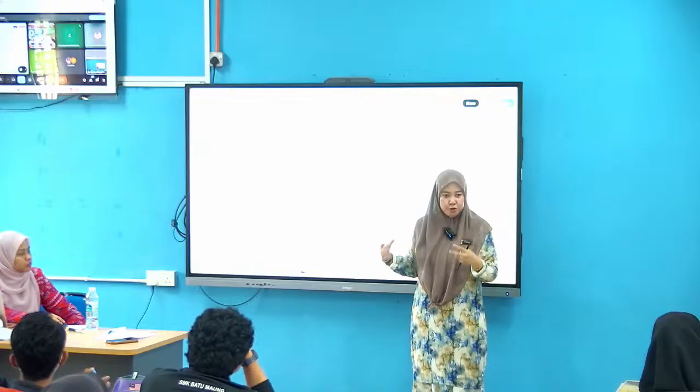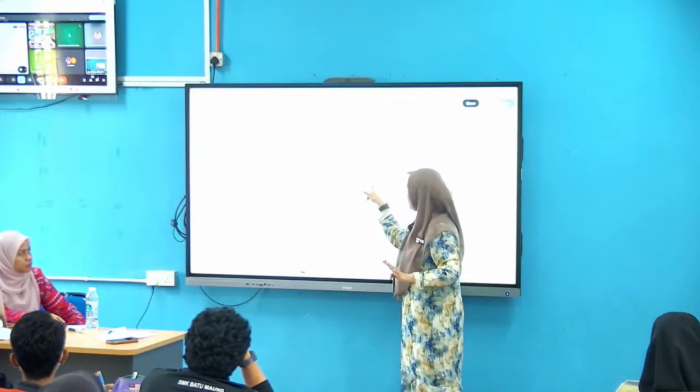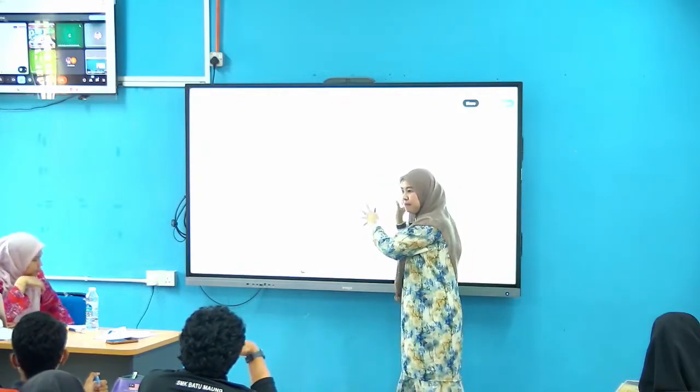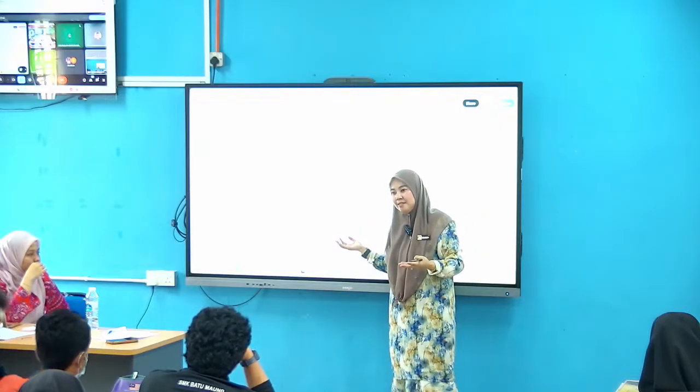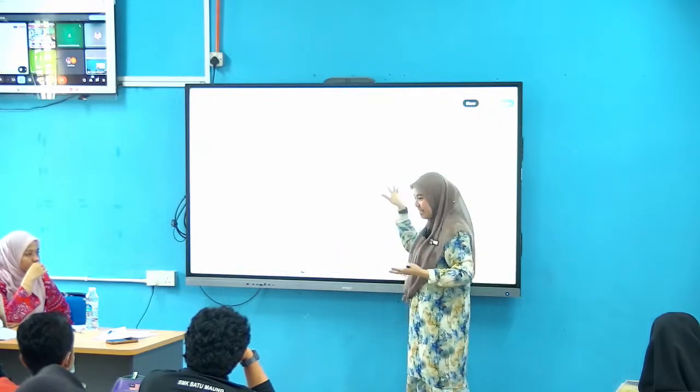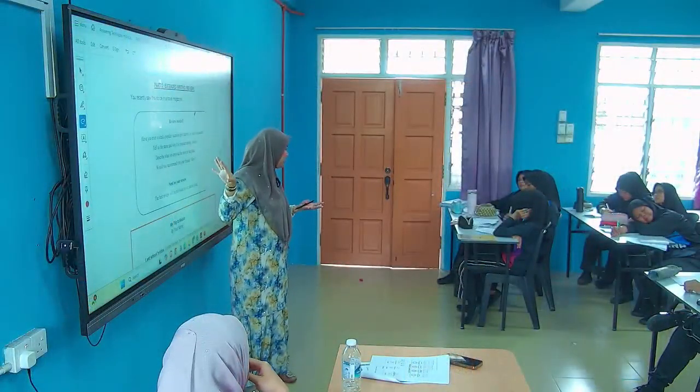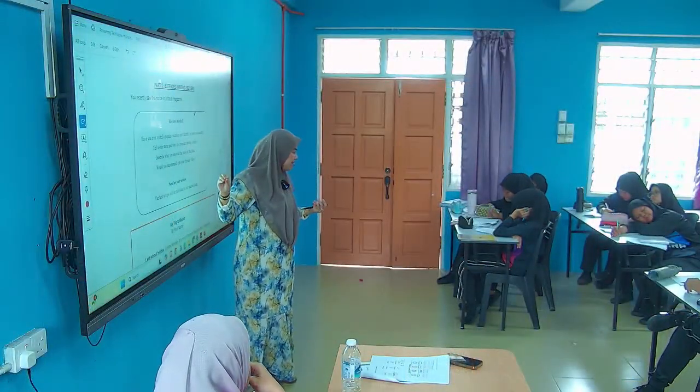Tempat percutian. So choose any place that might interest people to go to that place. It can be any place, but sometimes the question narrows you to a specific place. For example, theme park. Don't write something out of context. If it is a theme park, don't write about an island. Do you understand? So again, look at the question. What you are required to write.